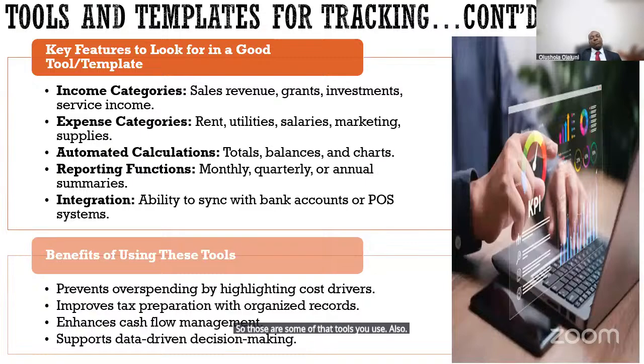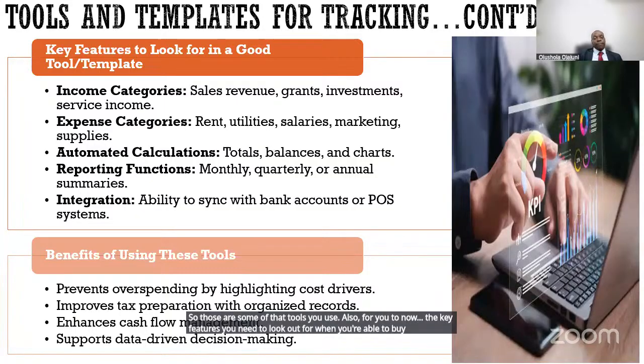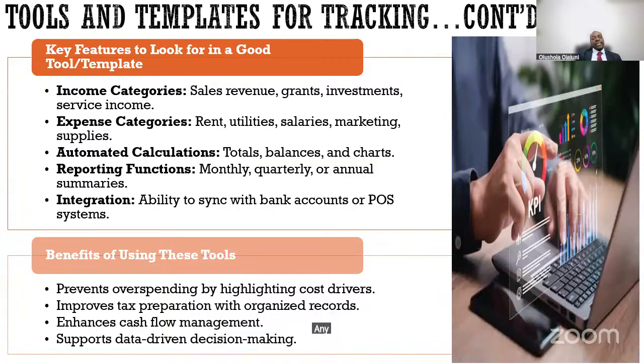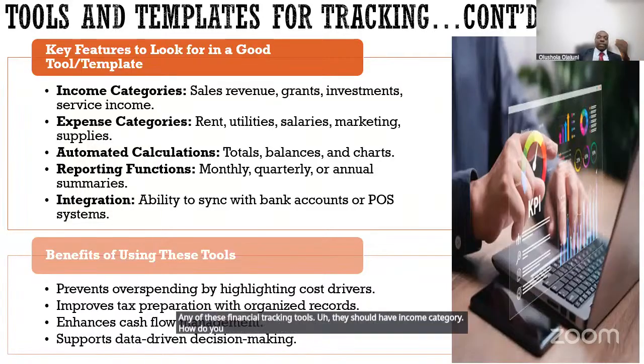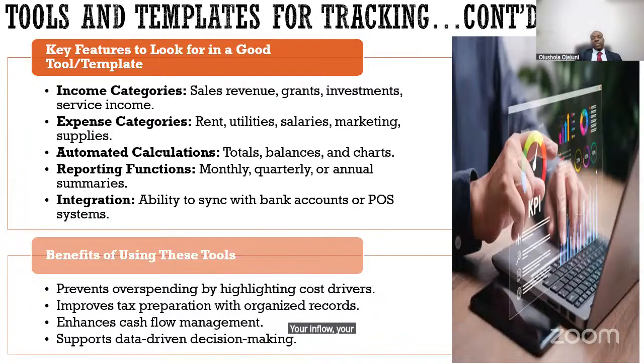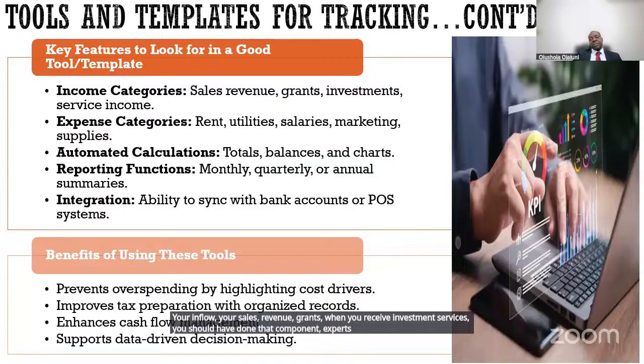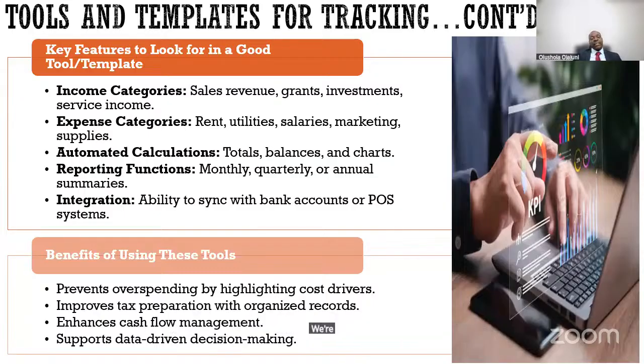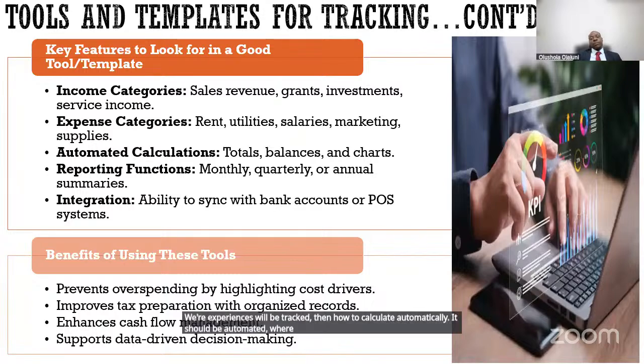Also, the key features you need to look out for when you want to buy or acquire any of these financial tracking tools. You should have an income category. How do you recognize your income? Where your inflow, your sales, revenue, grants, when you receive investment, services, you should have that component. Expense category too. You should also have where expenses will be tracked, then how to calculate it automatically. It should be automated. Where you put the details of the figures, then automatically it calculates for you. Those are the things that you should look out for.